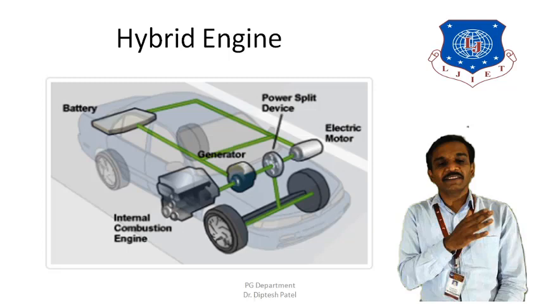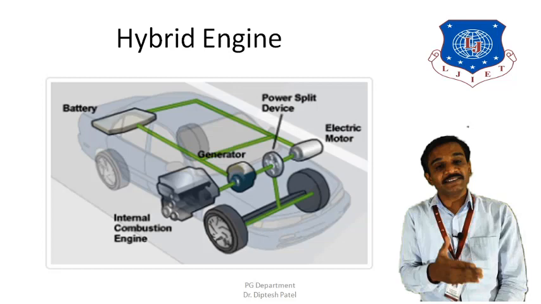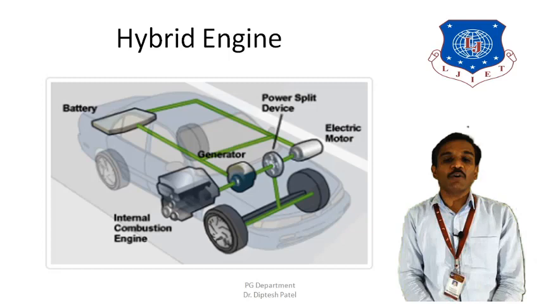Now you can see the diagram of the hybrid engine, which has major components such as the electric motor, generator, battery, IC engine and power split device. So as you can see, the battery is connected through the electric motor, and that provides the power to the front wheels, if it is a front wheel drive. Similarly, the IC engine is also connected with the power split device on the common shaft. So as you can see, the generator, IC engine, electric motor and power split device are connected on the common shaft.